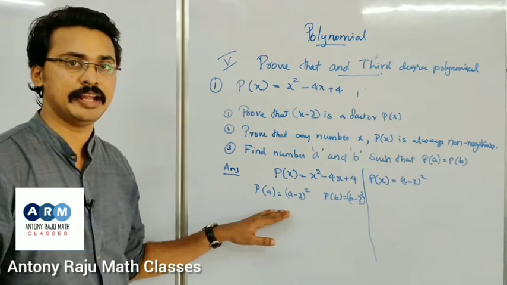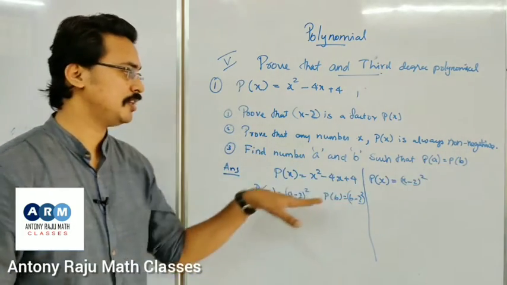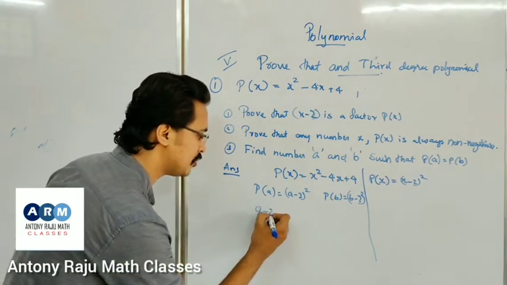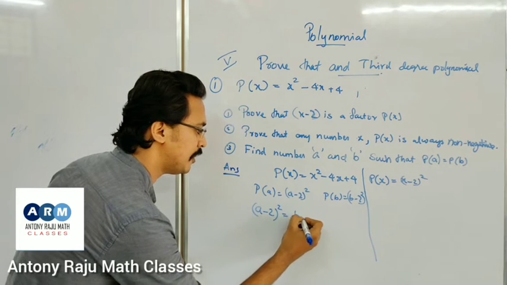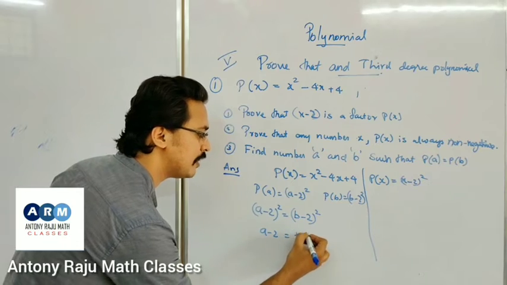Okay. Well, this is what we get. (a minus 2) whole square, (b minus 2) whole square. But we have equal to in the condition. Just take equal. So I write (a minus 2) whole square equal to (b minus 2) whole square. Solve it. A minus 2 is plus or minus (b minus 2).